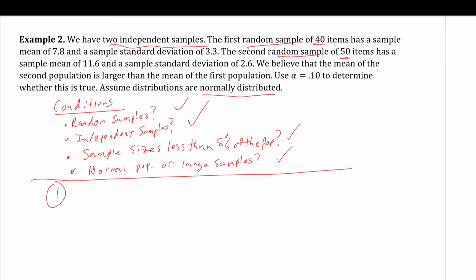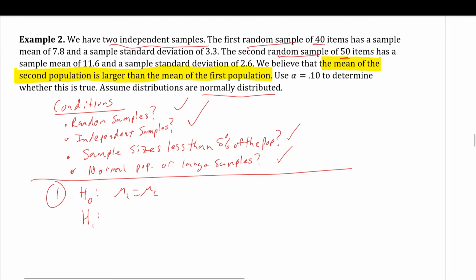Step 1. What is our hypothesis statements? We have mu1 equals mu2. And in this case, what was the claim statement? We always want to identify that first. Let's go ahead and highlight that. It says, we believe that the mean of the second population is larger than the mean of the first.